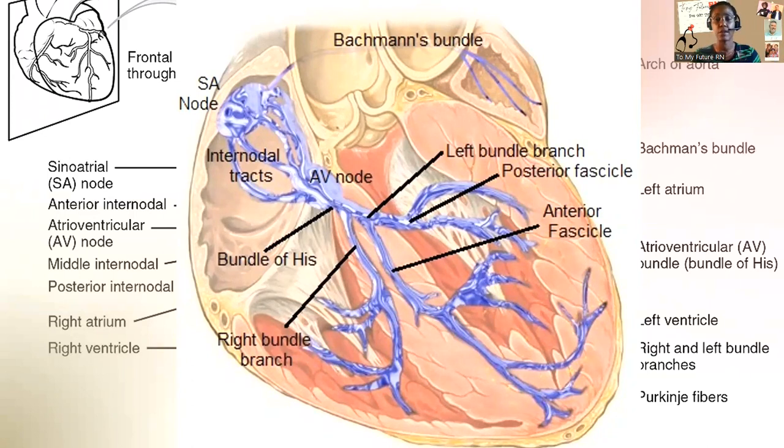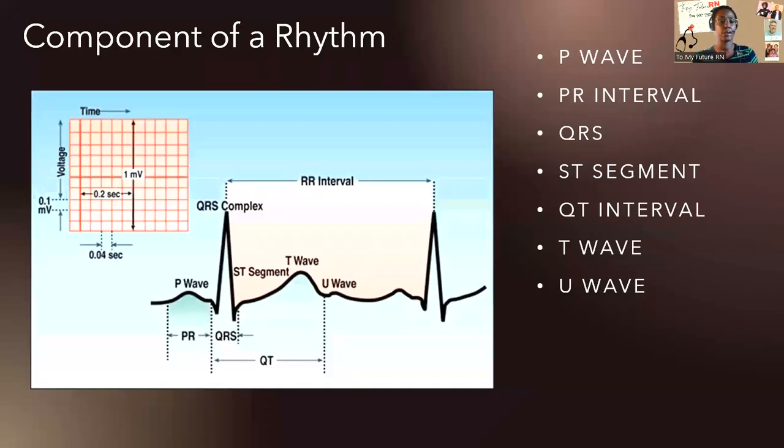Now from the AV node, that impulse travels down the left and right bundle branches, which are located in the lower part of the heart, in the ventricular muscle of the heart. And then from the bundle branches, it goes all the way down to the Purkinje fibers. And as it goes down that pathway, the heart rate of the impulse gets lower and lower.